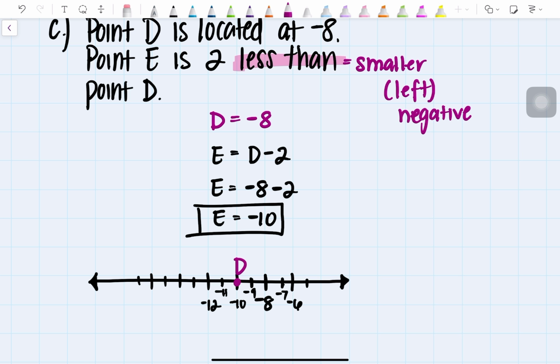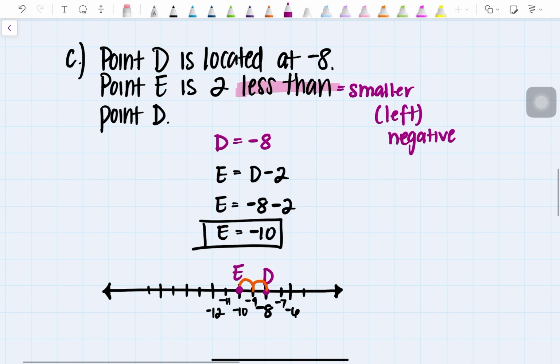So I have 1 and 2. Notice, guys, I just plotted that wrong. We're actually at negative 8. Sorry about that, guys. We're at negative 8. And then we're going to go ahead and move 2 spots over, 1 and 2. So then point E is going to be at negative 10.